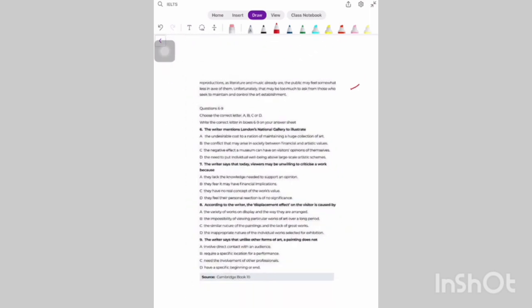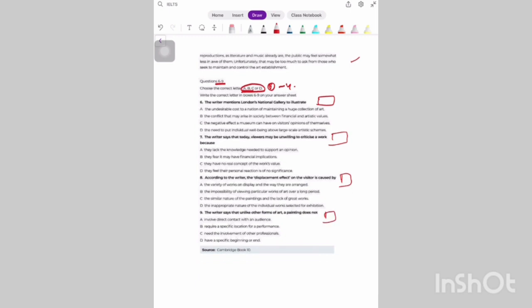Start with reading the instructions. So they say choose the correct letter A, B, C or D. So you cannot write the whole answer, just choose from A, B, C, D. So you have to choose one out of 4 options. Questions 6 to 9, and write the correct answer in boxes 6 to 9 on your answer sheet. So imagine there are boxes given here where we have to write the correct answer. Now we have read the instructions very nicely. We'll go ahead to the questions.